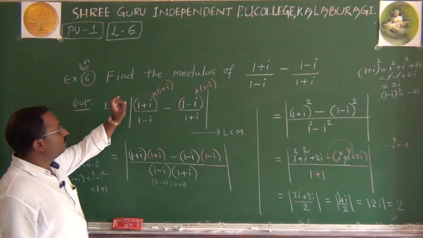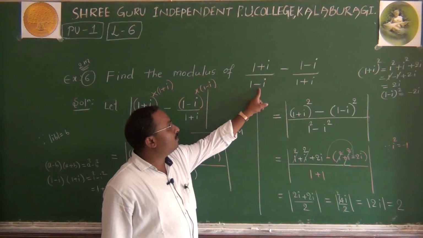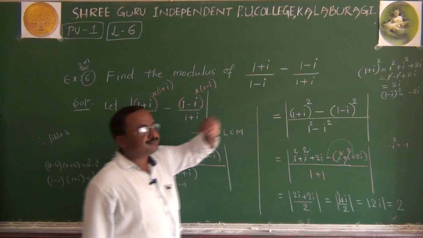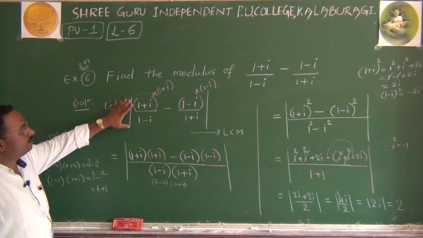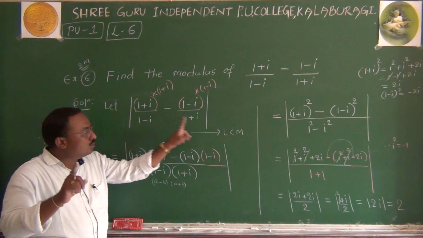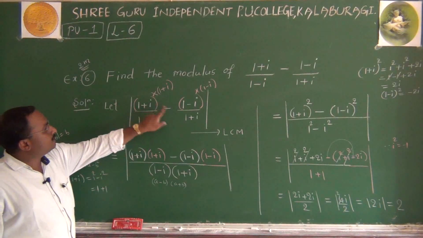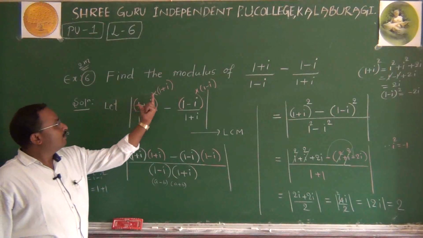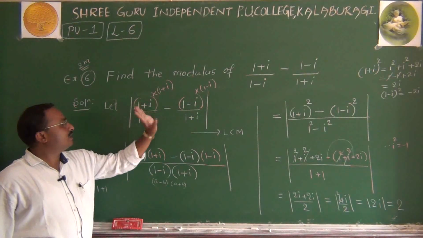We will explain once again. Find the modulus of (1 plus i) divided by (1 minus i) minus (1 minus i) divided by (1 plus i). This is the question. Modulus is there, middle sign minus is there, so apply the LCM. The LCM is: absent 1 plus i, absent 1 minus i, multiply. Both are the same.